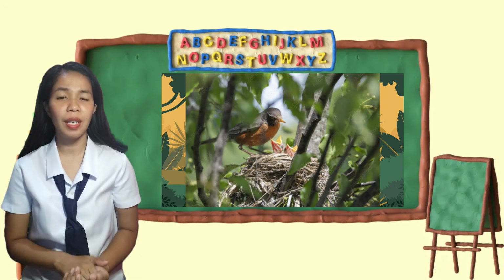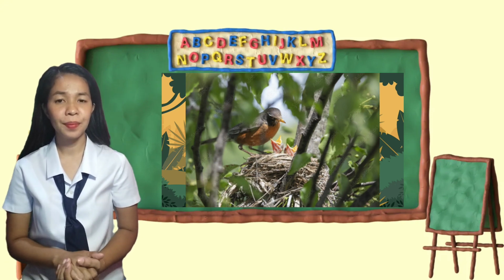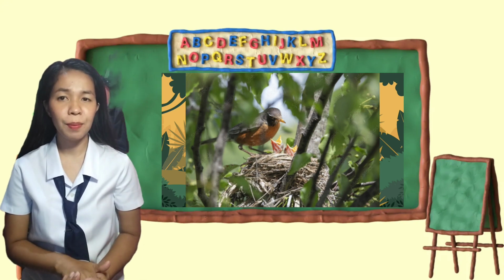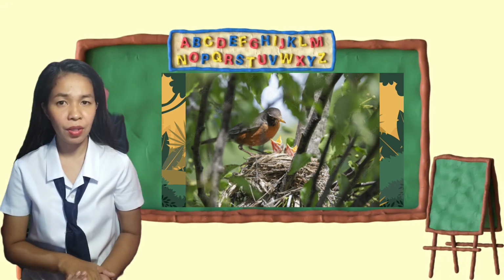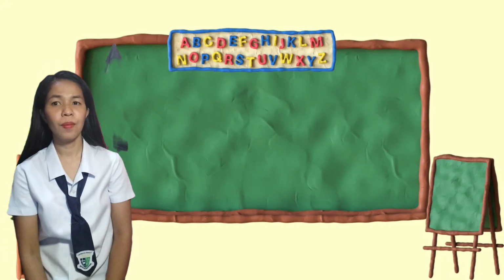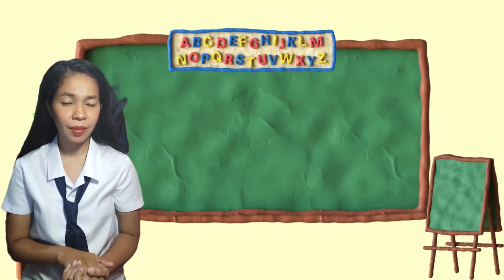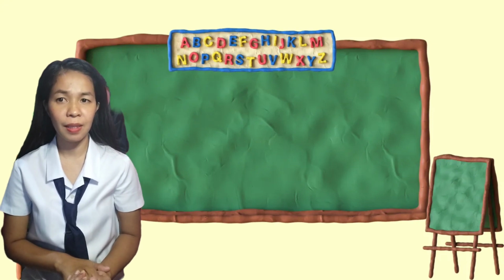So how would you describe this kind of relationship? Norman? You've got it right. Only the birds benefit from the interaction, while the tree neither benefits nor is harmed. What type of interaction is shown? Very good, pupils. It is commensalism.